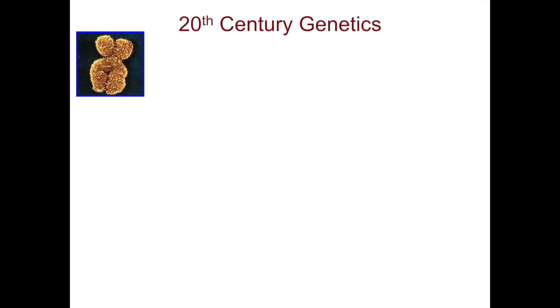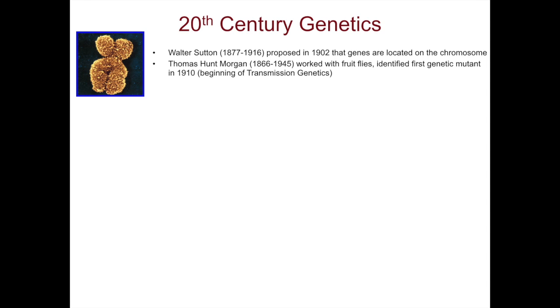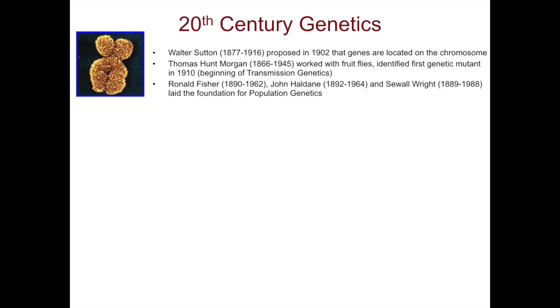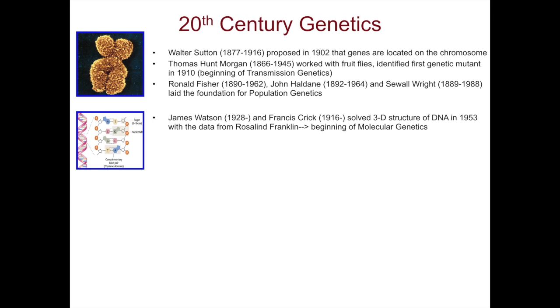In the 20th century, genetics began to really flourish. Walter Sutton proposed in 1902 that genes are located on the chromosome. Thomas Hunt Morgan worked with fruit flies and identified the first genetic mutant in 1910, and this was the beginning of transmission genetics. Ronald Fisher, John Haldane, and Sewall Wright laid the foundation for population genetics, and their work still influences research today. James Watson and Francis Crick solved the 3D structure of DNA in 1953, using data from Rosalind Franklin, and this was the beginning of molecular genetics.